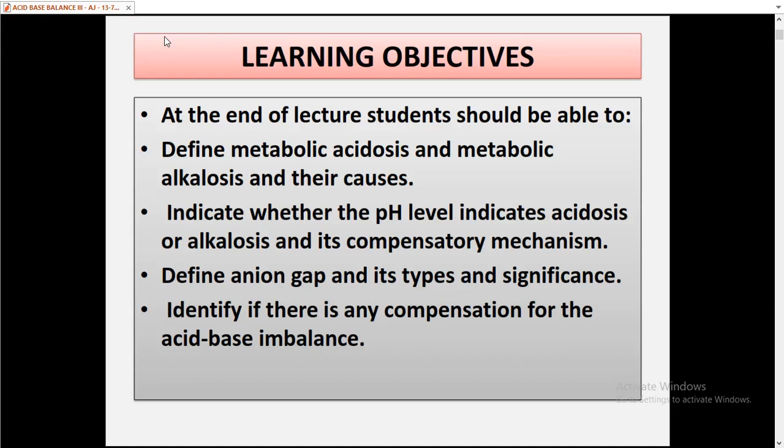Metabolic acidosis, metabolic alkalosis, and their causes. You should be able to identify whether the pH is indicating acidosis or alkalosis, and what their compensatory mechanisms are. You should also be able to define the anion gap and its types and significance. Identify if there is any compensation for acid base imbalance.